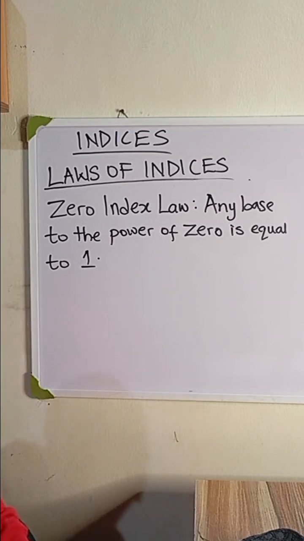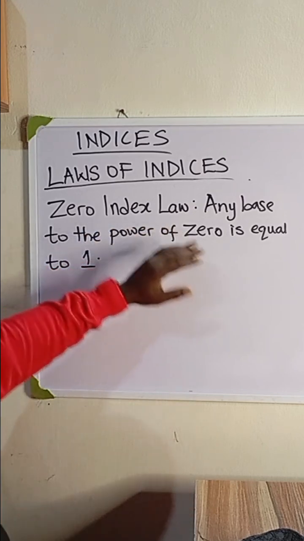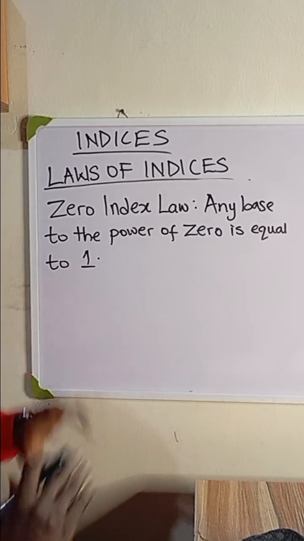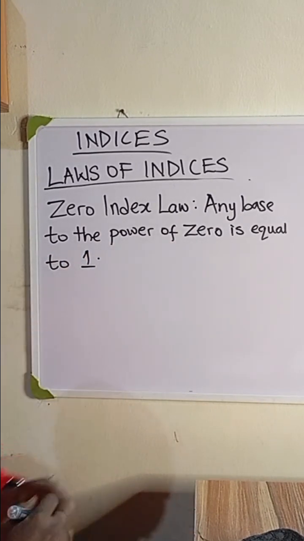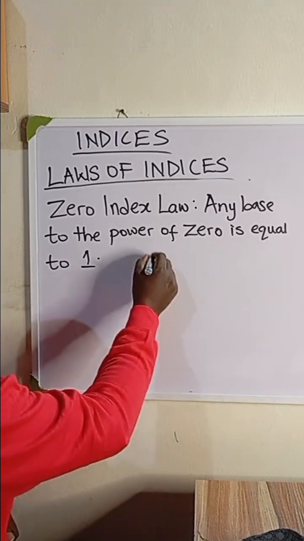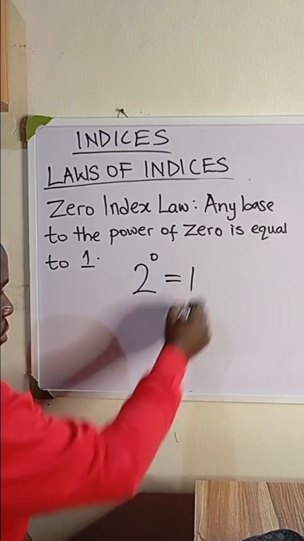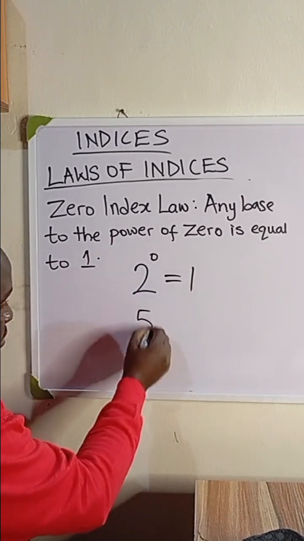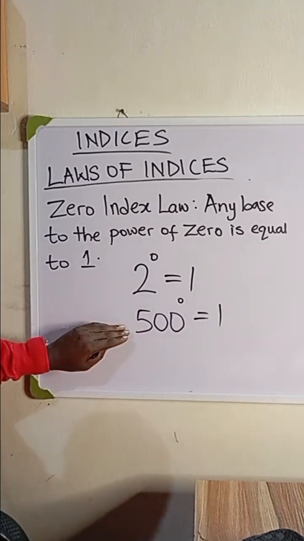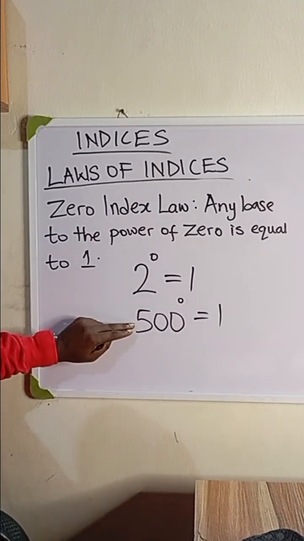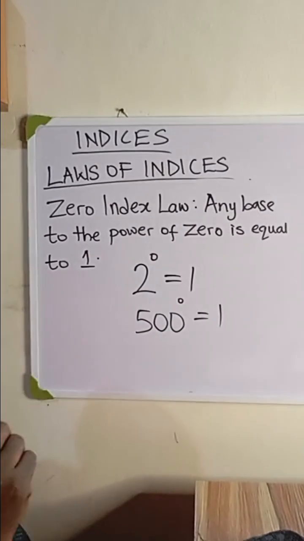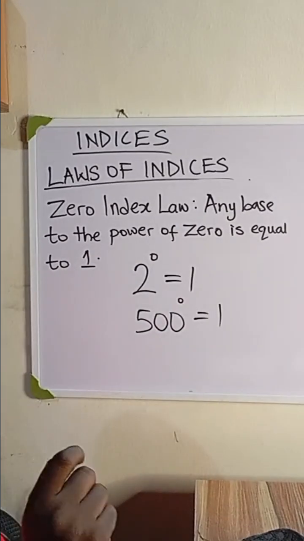Okay. So the zero index law: any base to the power of 0 is equal to 1. Any number as a base to the power of 0 is equal to 1. So if you have 2 to the power of 0, this is equal to 1. If you have 500 to the power of 0, this is equal to 1. So 2 is a base, 500 is a base, and any base to the power of 0 is equal to 1.